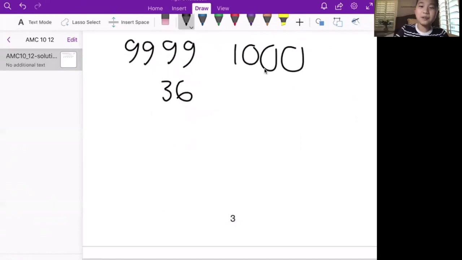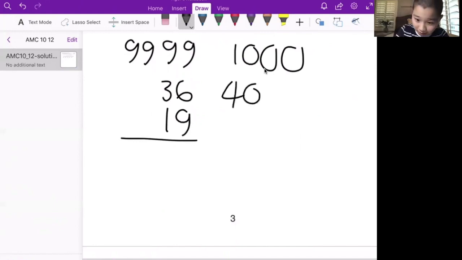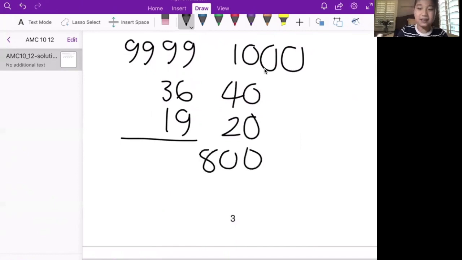And then let's see what would happen if we took 36 times 19. Well, we don't even have to do that. That's definitely less than 40 times 20, which is 800. And that's less than 1000. So the 4-digit numbers won't work. And you can see that the 5-digit numbers and so on won't work either.